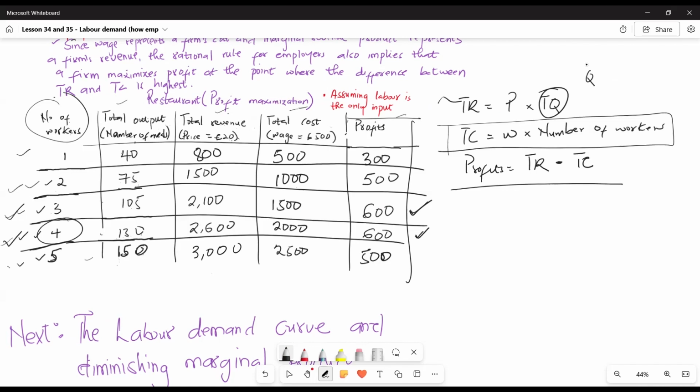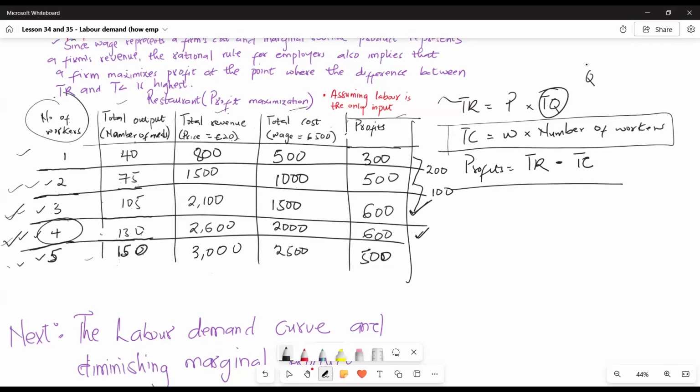When we added an additional worker from 1 to 2, the difference in the profit is positive, which is 200. So it's beneficial for the firm to have more workers because an additional person might bring more profit to the firm. When we added someone else to increase the number of workers to 3, the difference in the profit from 500 to 600 is still positive, which is 100.